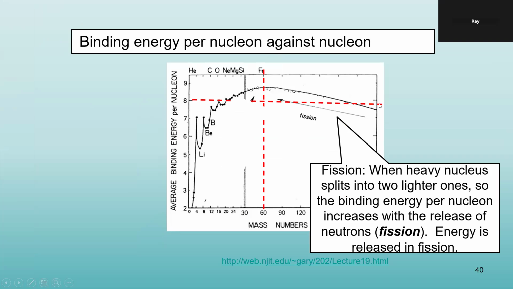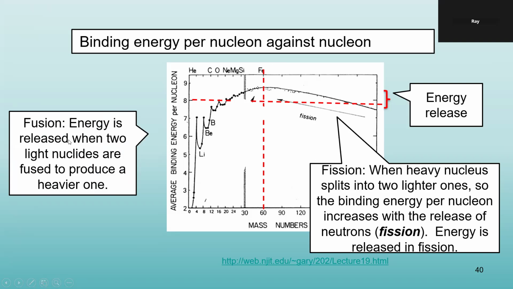So for a heavier nucleus, we tend to go fission. When a heavy nucleus splits into two lighter ones, the binding energy per nucleon increases with the release of neutrons. It's called fission. Energy is released in fission, or when the smaller ones combine together to form a larger one. So that's the energy release.